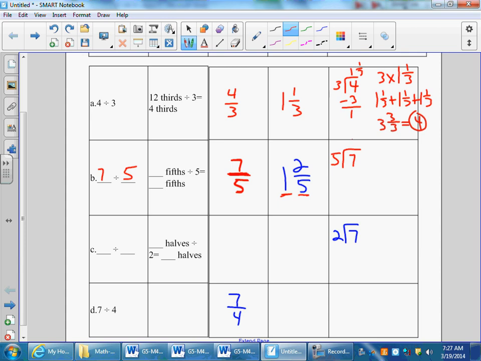7 divided by 5 is 1. 1 times 5 is 5. Subtract and have 2 left with a denominator of 5. 1 2/5, which matches my mixed number.